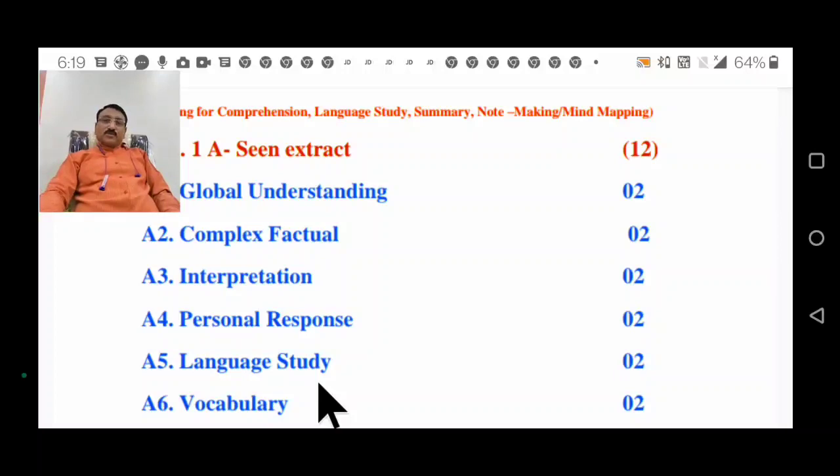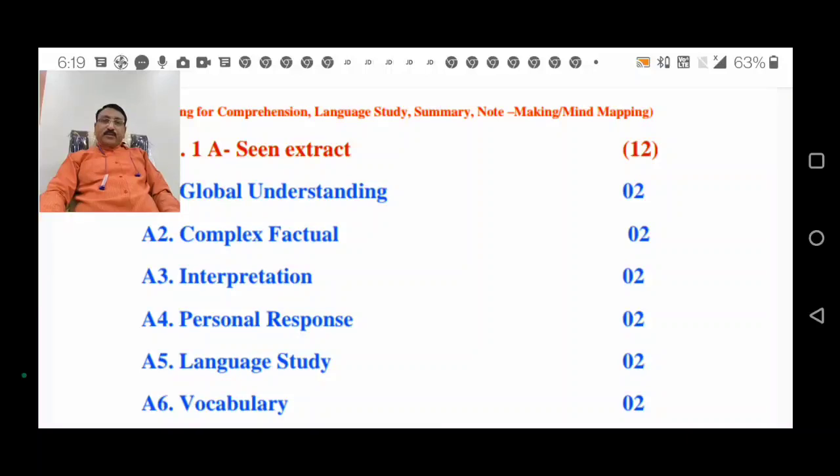Whatever topics from the grammar you have studied so far, these 2 sentences are based on those topics, like add question tag, change the voice, make it affirmative, make it negative, convert into indirect speech, use correct preposition. Like these activities will be here in the language study.